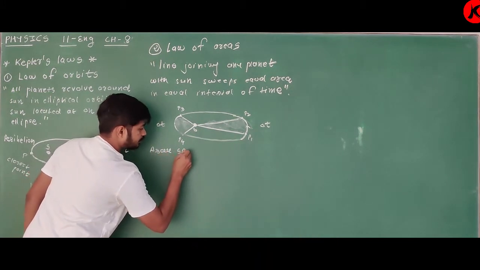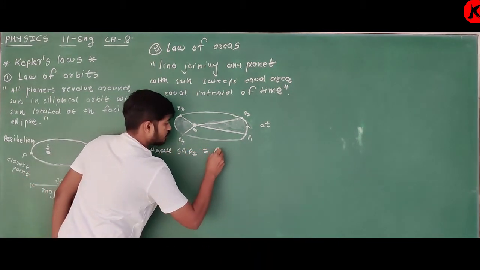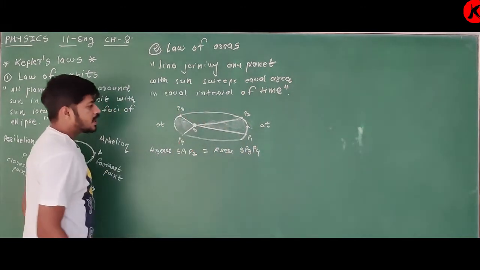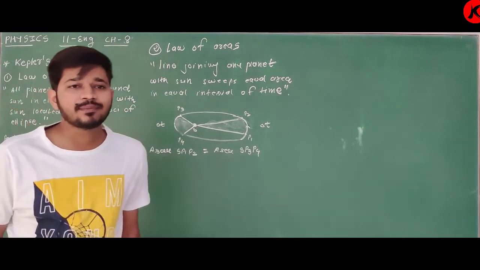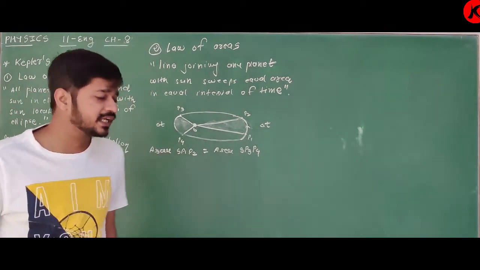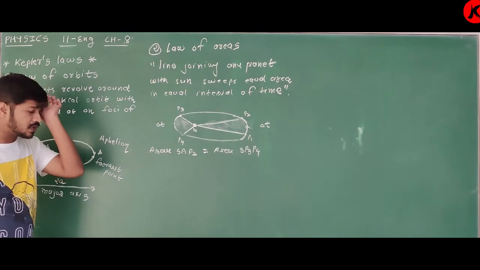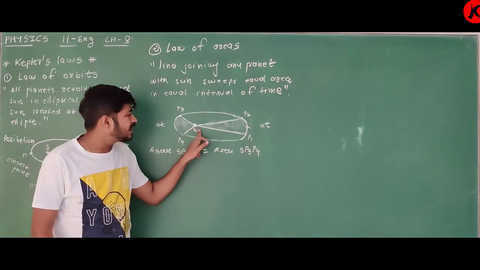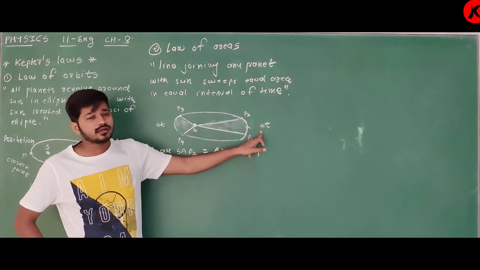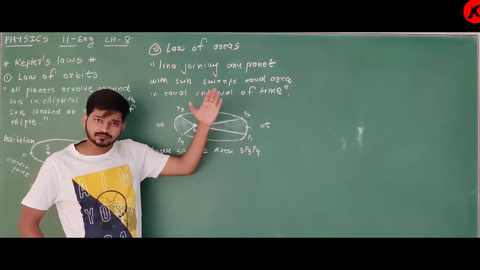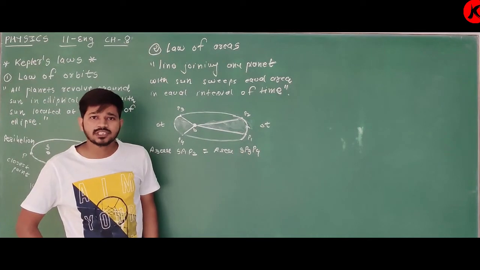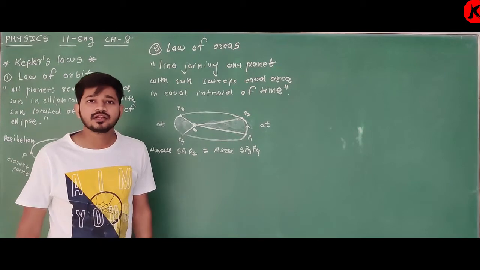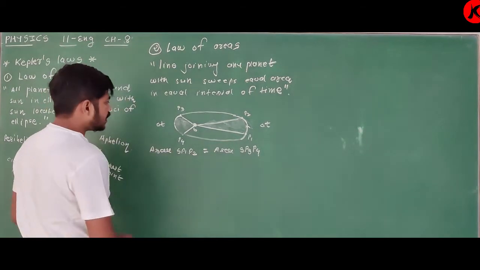Area SP1P2 is equal to area SP3P4, because they are areas swept by the line joining the sun with the planet in equal time intervals. Now see, what is the reason behind this? Whenever the planet is far away from the sun, its speed is less, and whenever it is near, its speed is higher. Yes or no? Yes. Okay.